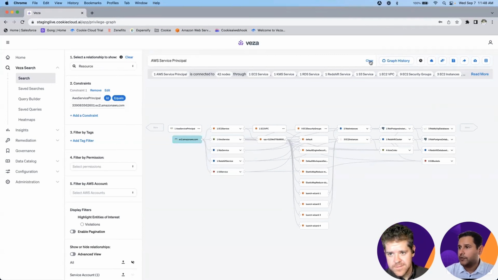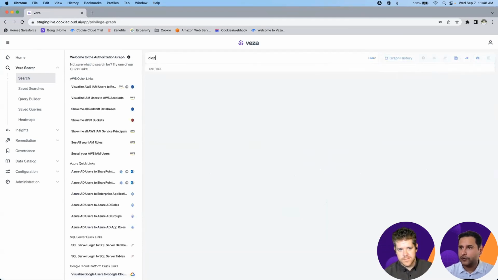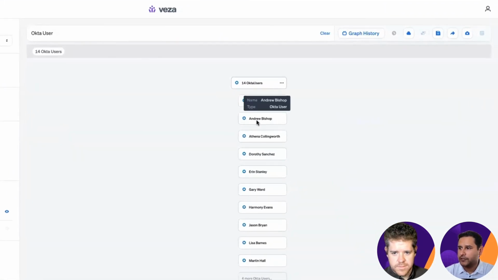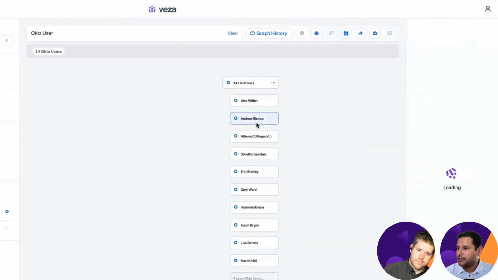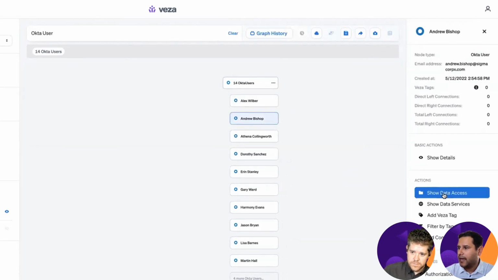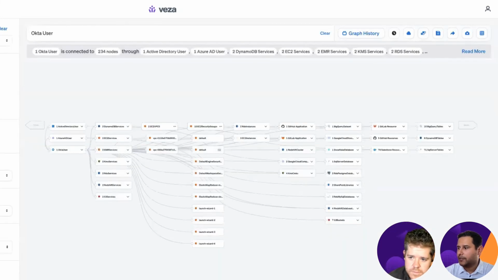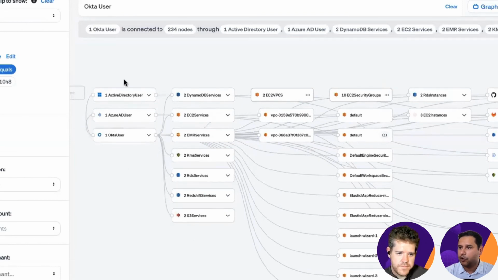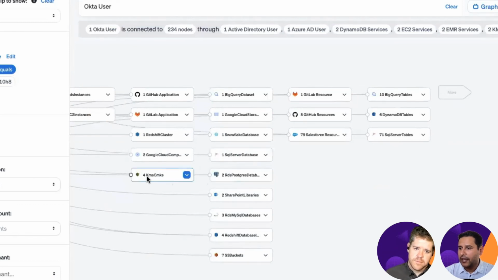That's right. So what we can do next is I'm actually going to filter out for all of my different principals. And I'm going to start by finding my Okta users and then focusing on one specific user. I'm going to use Andrew here as my example. Andrew Bishop is going to have access to all of these different services within the environment. So if I drill down a bit here, I can see Andrew Bishop is a member of multiple identity providers. And Andrew Bishop's access extends to AWS services, on-premise databases such as SQL, a Snowflake environment, and let's not forget applications like Salesforce, GitHub, and GitLab.